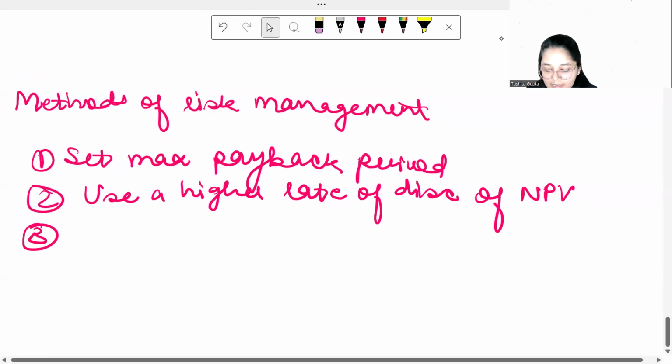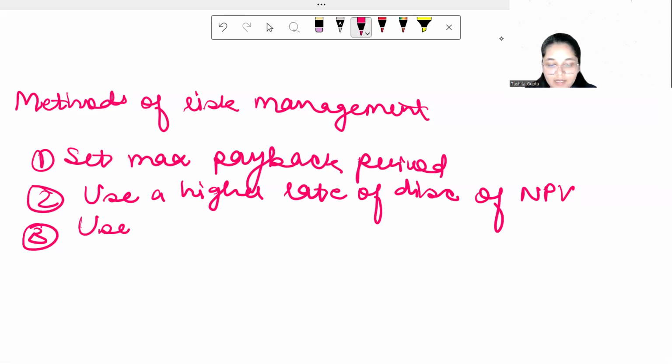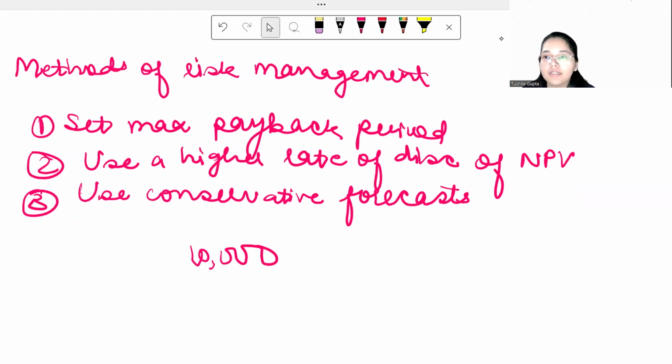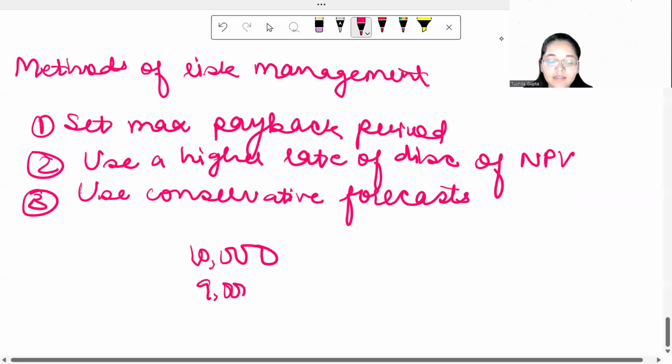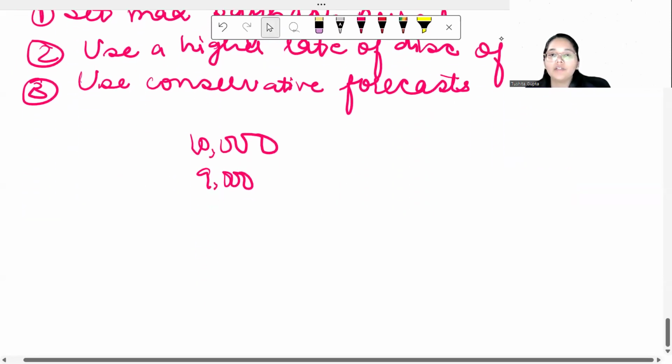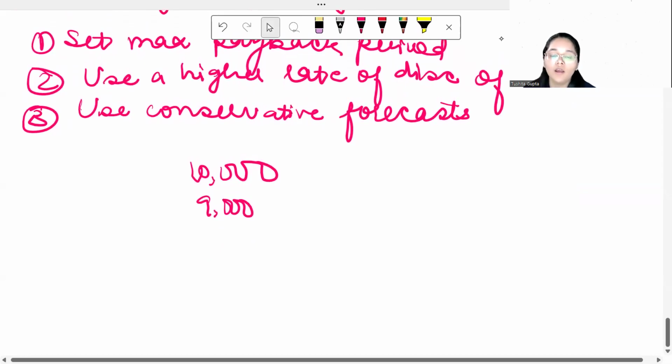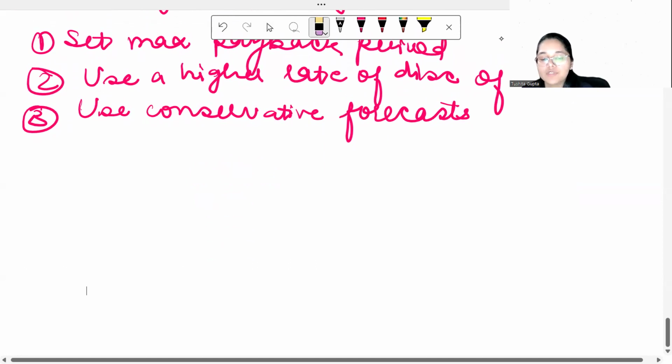Then the third technique is to use conservative forecasts. What do you mean by conservative forecasts? Let's suppose you have estimated your revenues to be 10,000. Do not show it as 10,000, probably take it at only 9,000. This is what conservative means. Do not overestimate your income and do not underestimate your costs. This is what you mean by using conservative forecasts.